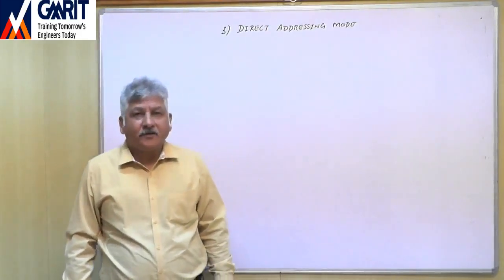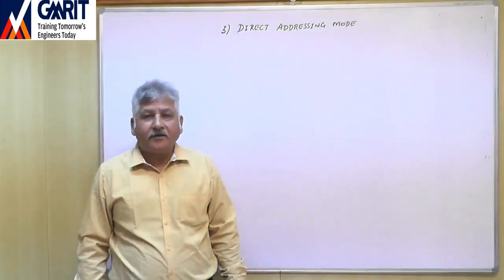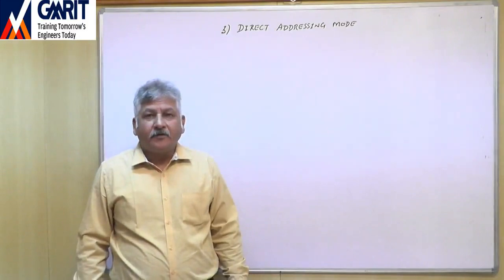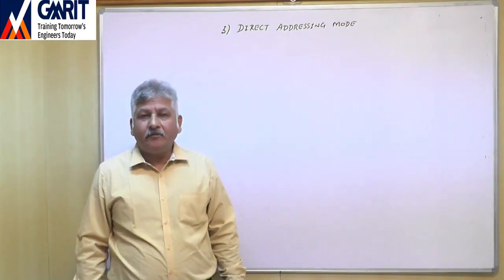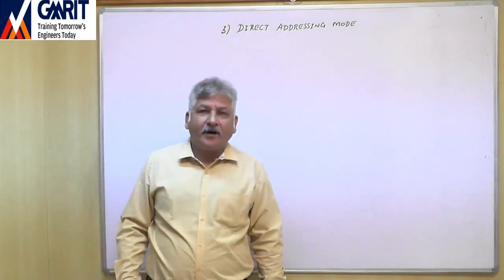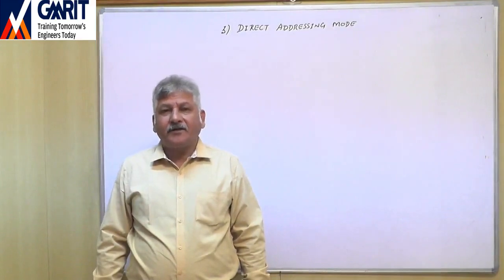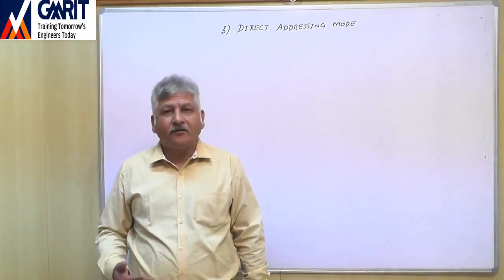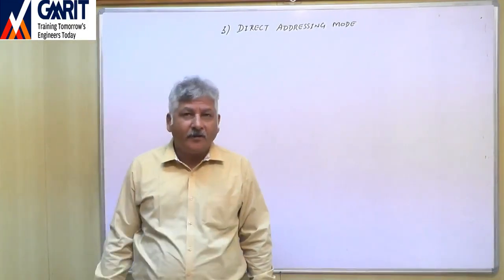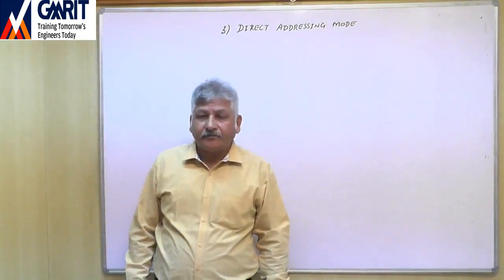So we have already discussed immediate addressing mode and register addressing mode. In case of immediate addressing mode, the 8-bit or 16-bit data is part of the instruction. And in case of register addressing mode, our data is in one register, so from register to register we will transfer the data. Now we will see direct addressing mode.